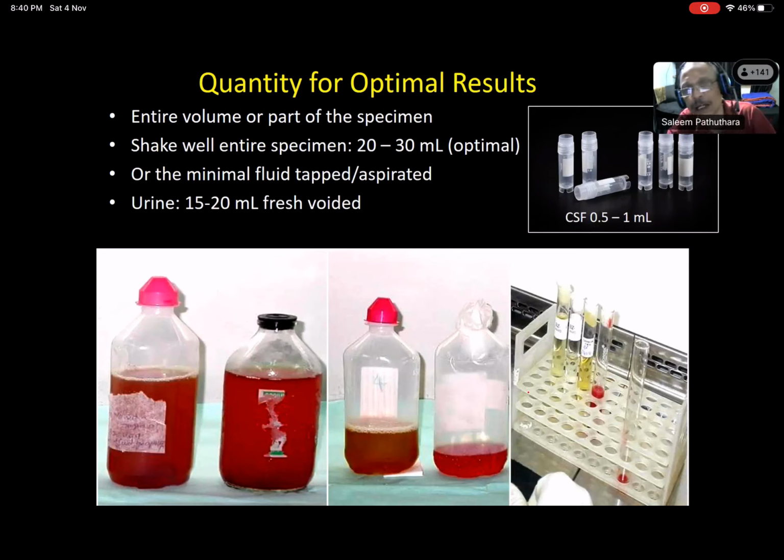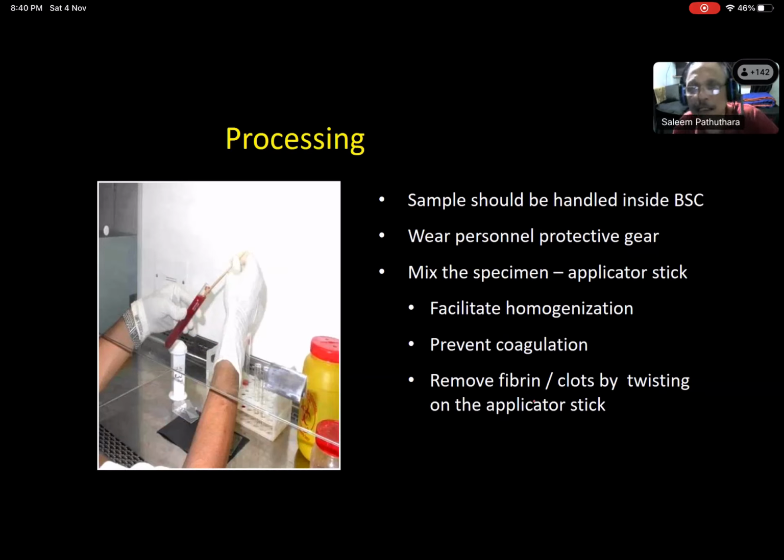Or if there is minimal fluid, say only a 1 ml aspirate, that can also be sent and prepared. Urine, we usually collect up to 15 to 20 ml, and it has to be a fresh voided sample. CSF has to be 0.5 to 1 ml. Now, coming to the processing, the sample should be handled inside the biosafety cabinet, as I told you, and the person processing should wear protective gloves and all.